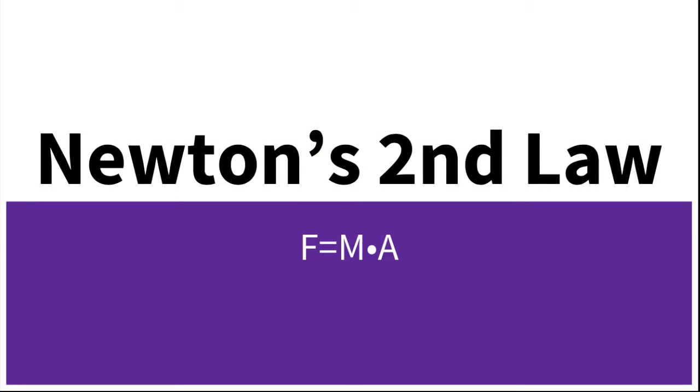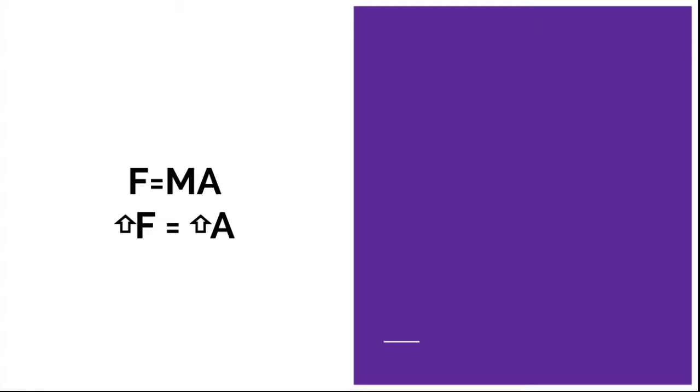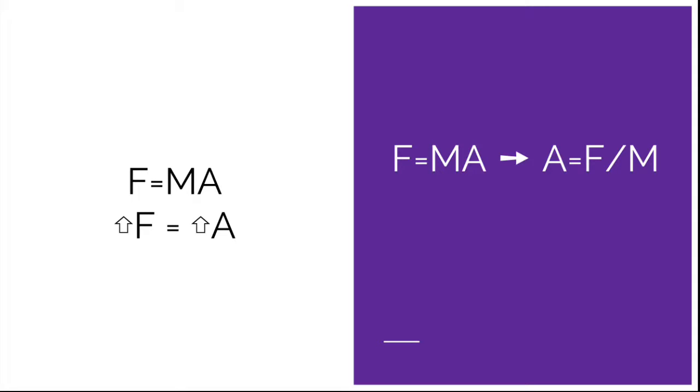Next is Newton's second law of motion, which gives the equation force equals mass times acceleration. This shows that force and acceleration are directly proportional, meaning that as the net force on an object increases, the object's acceleration increases with it. Conversely, the formula can be rewritten to show that mass and acceleration are inversely proportional. In other words, as an object's mass increases, its acceleration decreases.